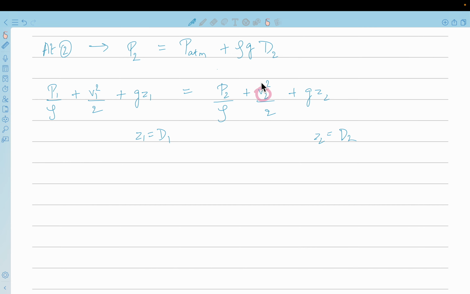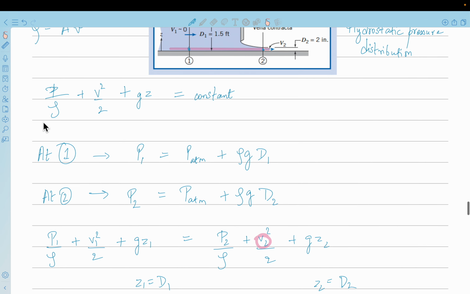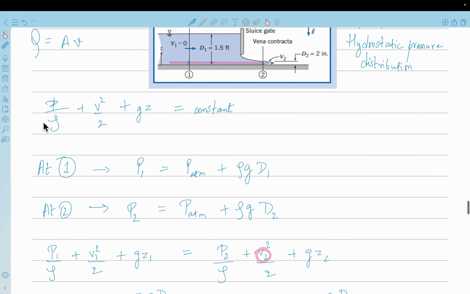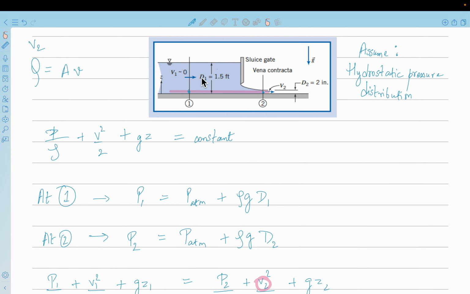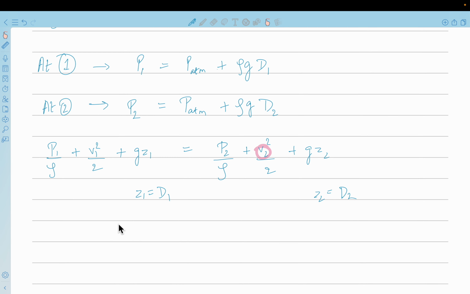So we have P1, P2, we have Z1, Z2. What is V1? What can we say about V1? Yeah, so we have to assume a large tank and V1 is approximately 0.